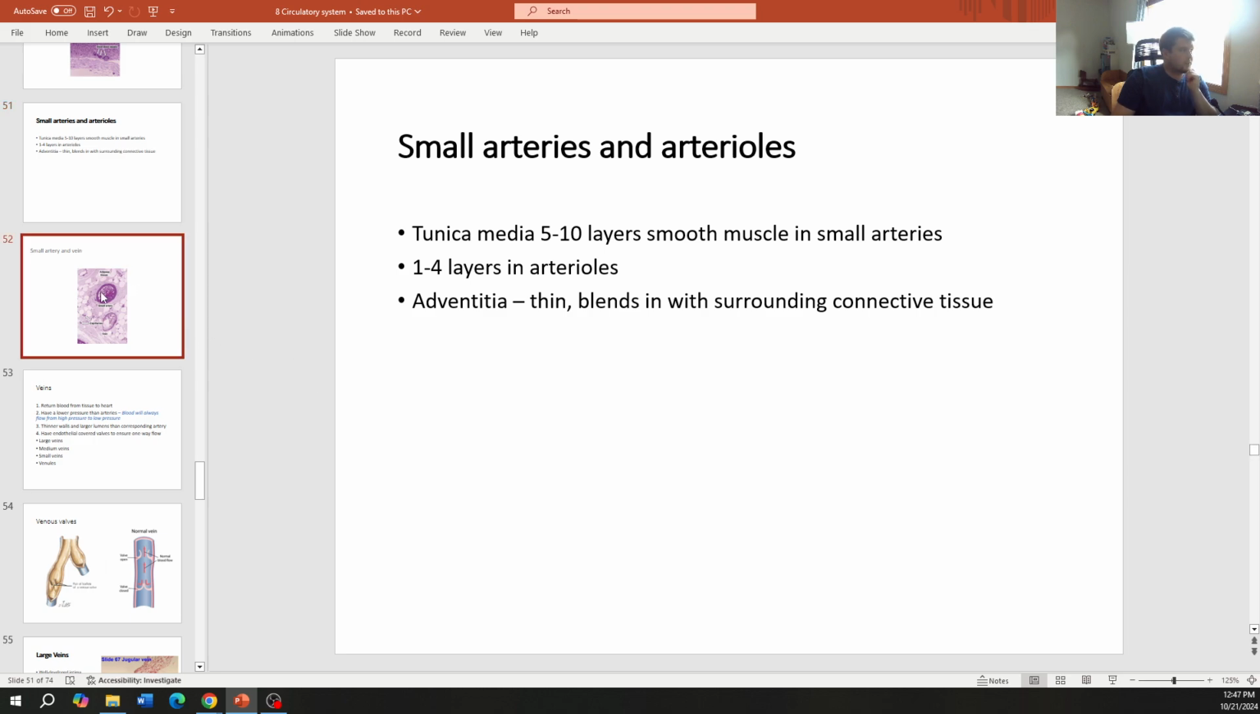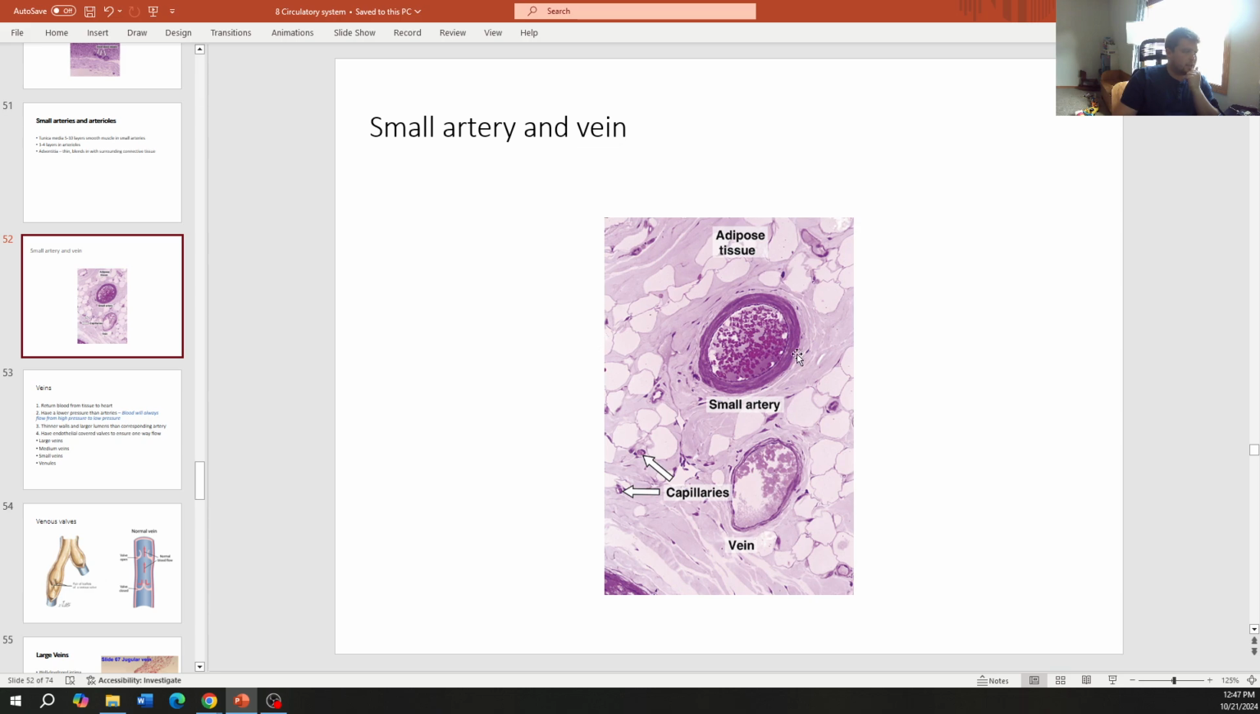Here's a picture. We have a small artery and a small vein. You can clearly see the difference. You can see the blood cells inside of there. Small artery versus the vein. Notice how the artery is much more circular and veins tend to be more oval shaped. That's because of that muscular layer. The muscular layer helps it retain that circular shape, whereas the veins tend to get a little bit more squished.